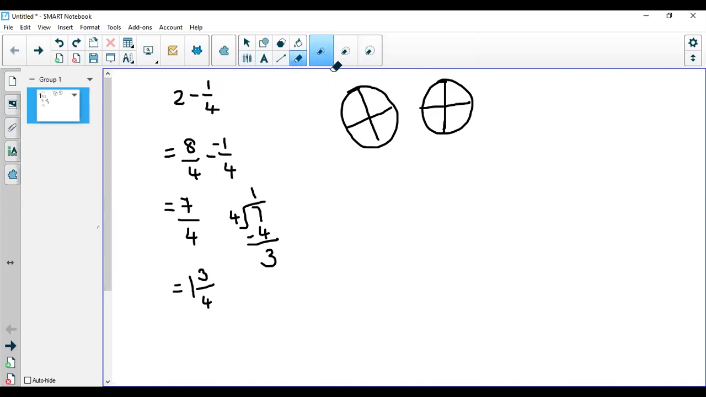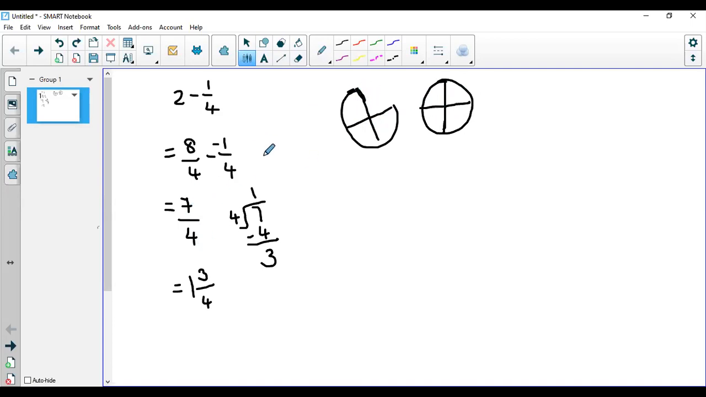So let me just erase this. Okay. Now you have eaten 1 over 4, means out of the 8 parts, you have eaten 1 over 4. Means how many are left now? We have 1, 2, 3, 4, 5, 6, 7. So we have 7 parts, and in one there is 4.